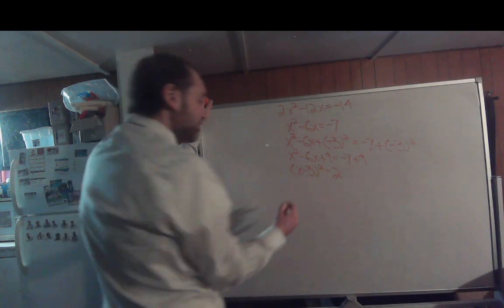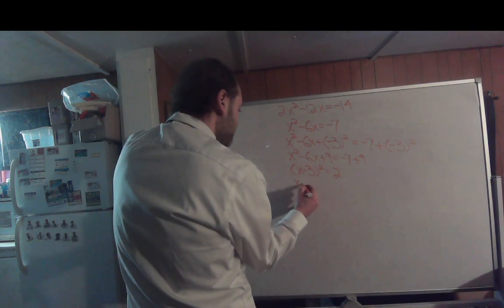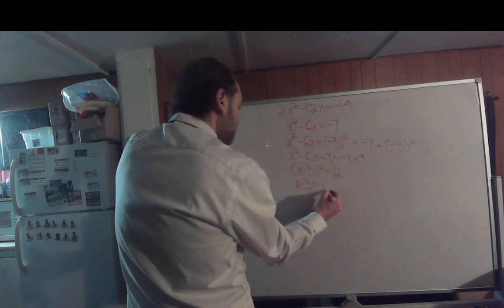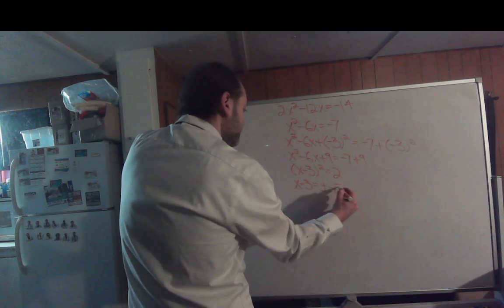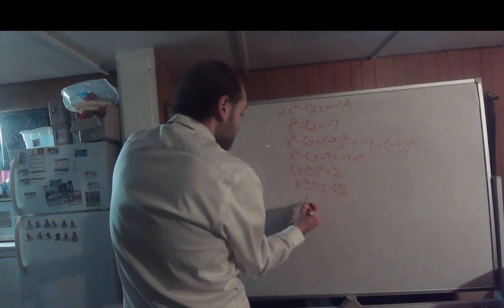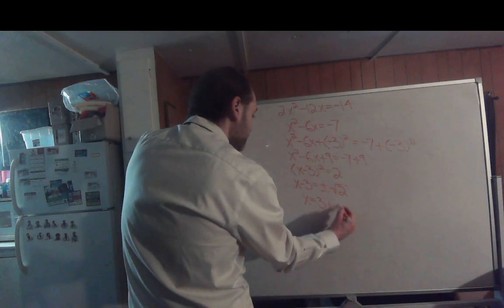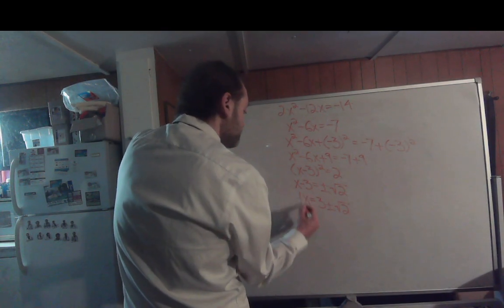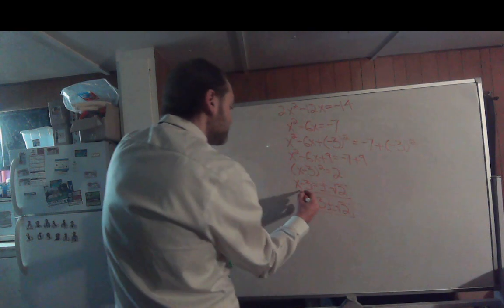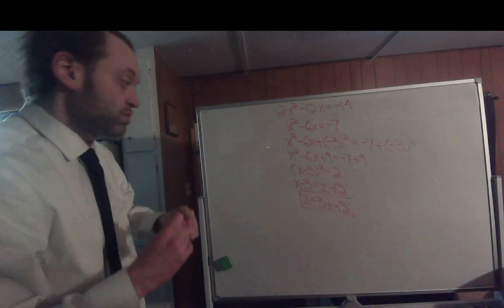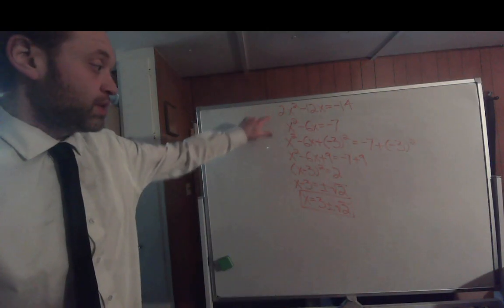Now take the square root of both sides, you'll get x minus 3 equals plus and minus the square root of 2. So then x equals 3 plus and minus the square root of 2. And those would be your two solutions. x equals 3 plus and minus the square root of 2. So always start out by making the coefficient on your x squared term 1, if it's not 1.